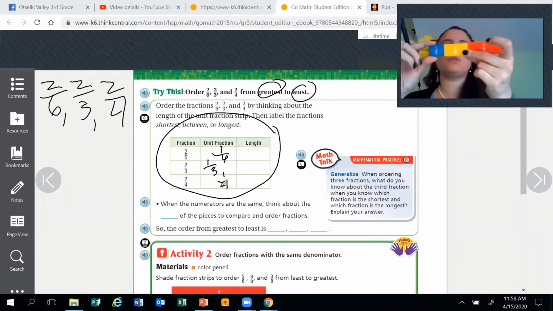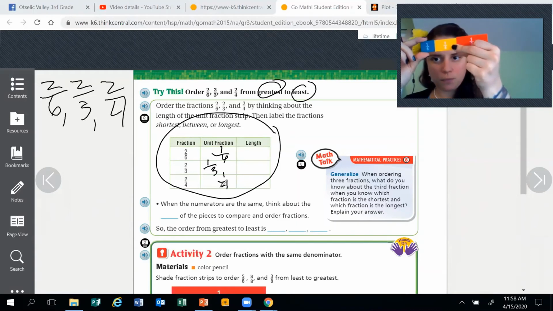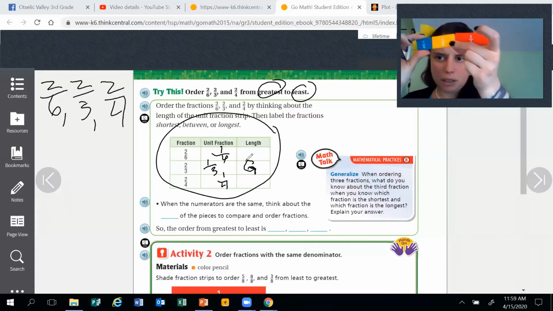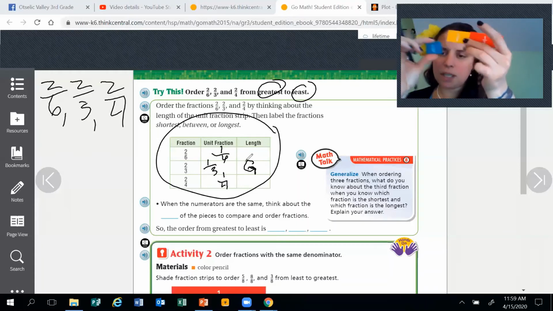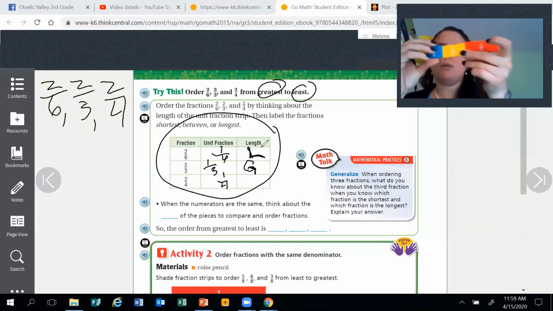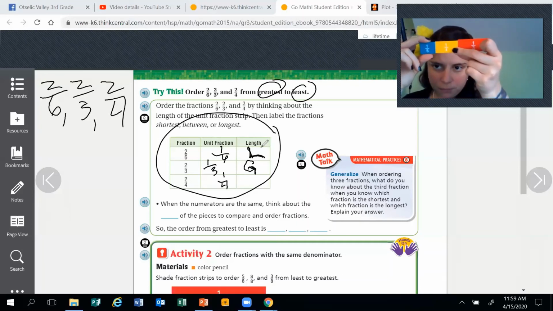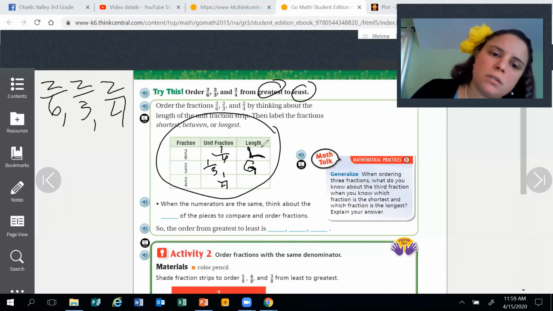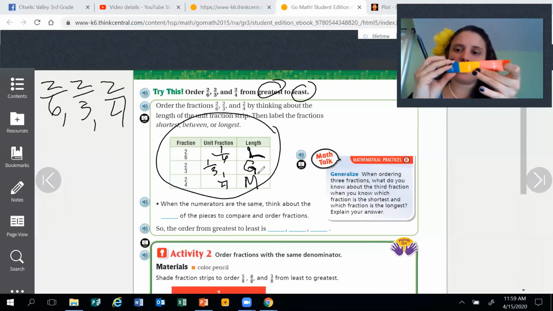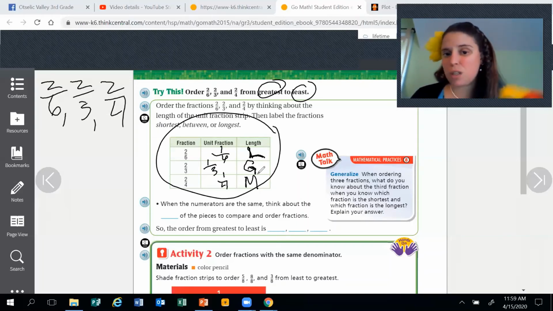Now, when we're looking at these, which one is the greatest right now? You're right, it is the third. So I'm going to go to the third and I'm going to put a G for greatest. Which one is the least? Yep, it's the 6th. So I'm going to put an L next to the 6th. And which one's the middle then? It's the 4th. So I'm going to put an M for middle. So we have ordered these with the unit fractions. If we just add one more of each one, it's going to be the same.